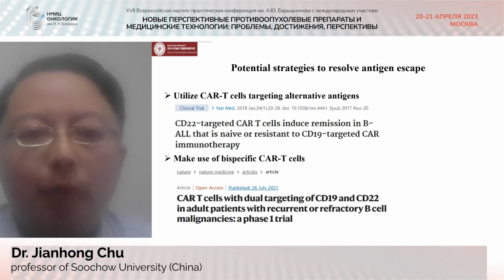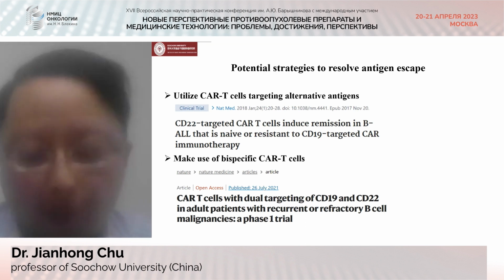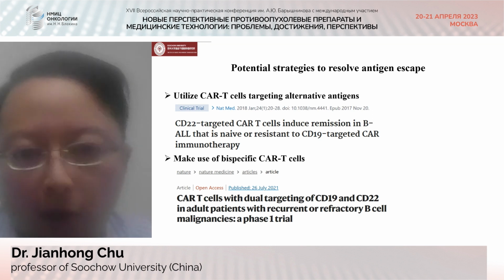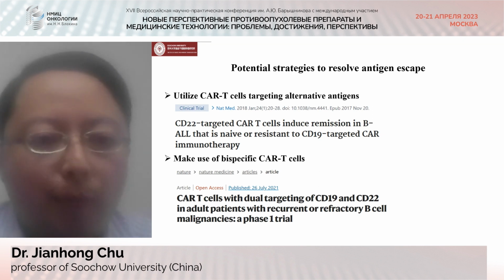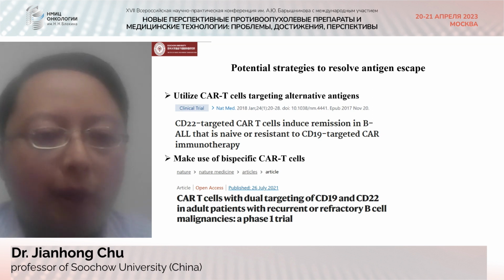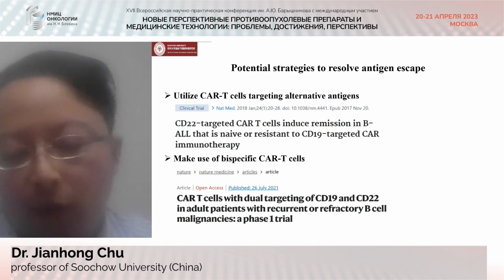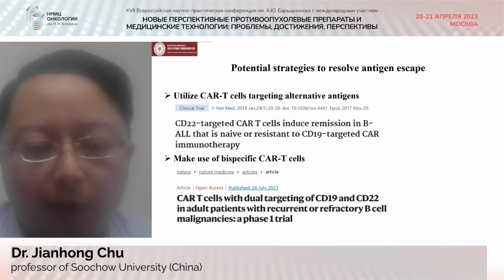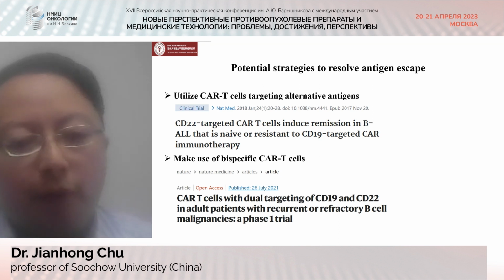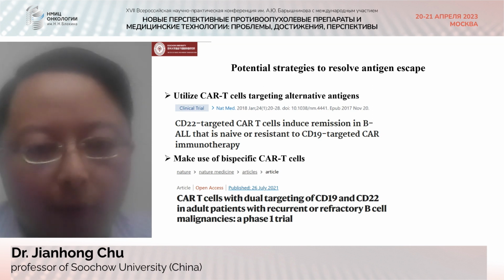To resolve antigen escape, there are mainly 2 potential strategies. The first one is to utilize CAR T cells targeting alternative antigens. For example, CD22 CAR T cells have been reported to cure patients with CD19 loss following CD19 CAR T therapy. The second strategy is to make use of bispecific CAR T cells. It has been reported that CD19 and CD22 bispecific CAR T cells can be used to treat B-cell malignancy with CD19 antigen loss.